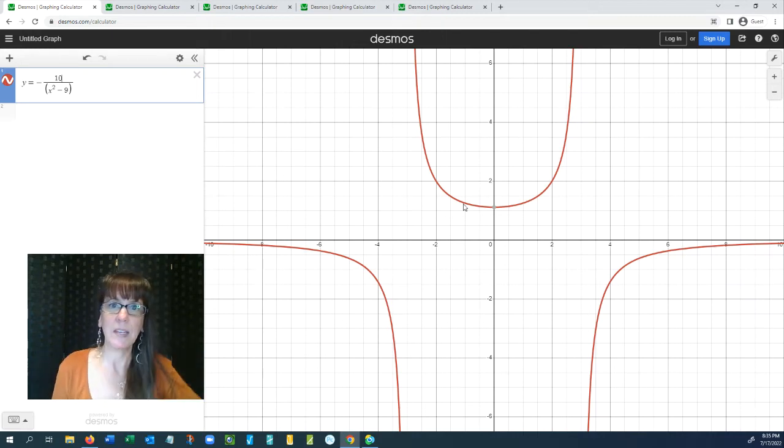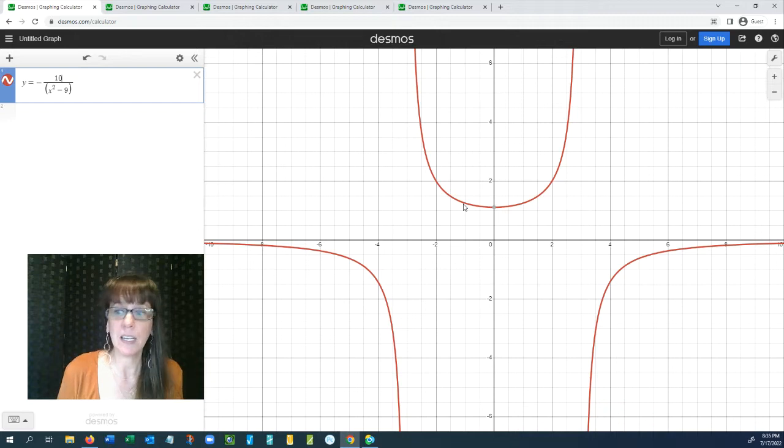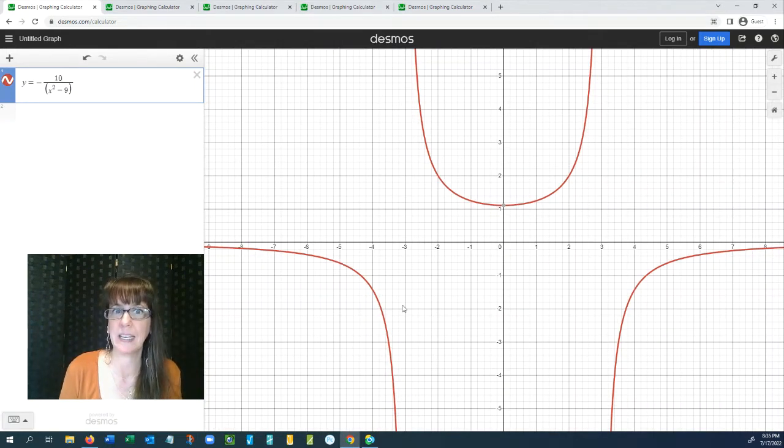In that case, this is what it looks like, and we're talking about our horizontal asymptotes. Remember, I said my horizontal asymptote is y equals 0. And sure enough, you can see all along here it's not going to cross at 0. The other thing we found were vertical asymptotes. Those occurred at 3 and negative 3, and you can see, sure enough, those vertical asymptotes are at negative 3 and 3. Okay, so let's take a look at the next one.